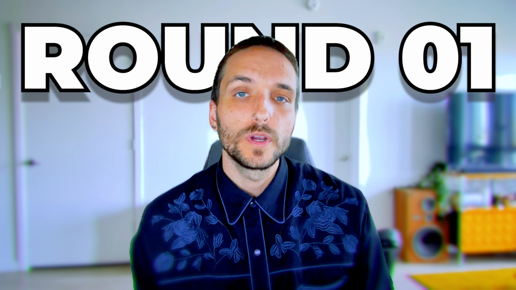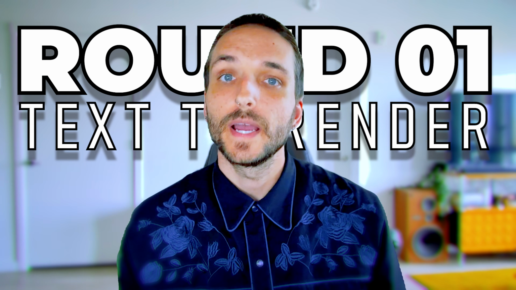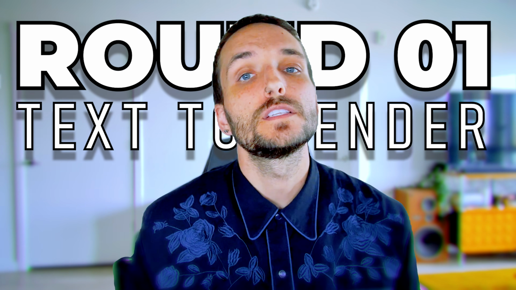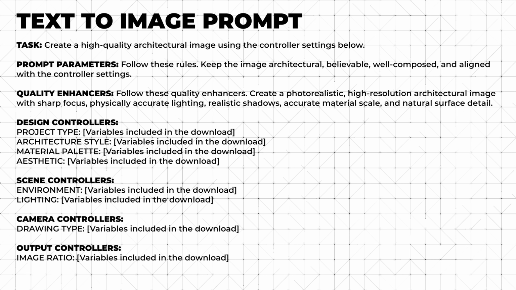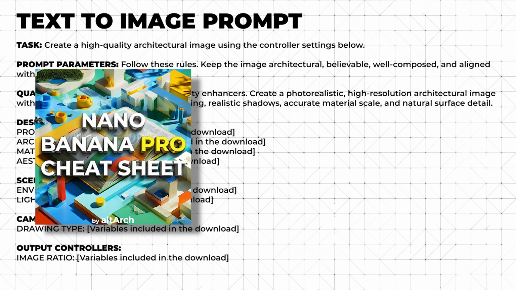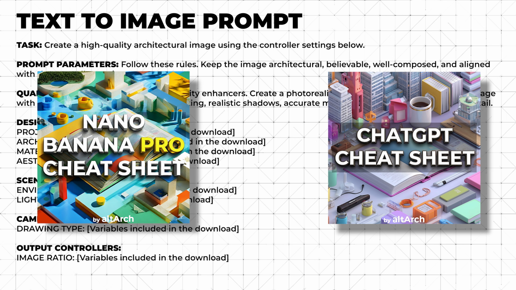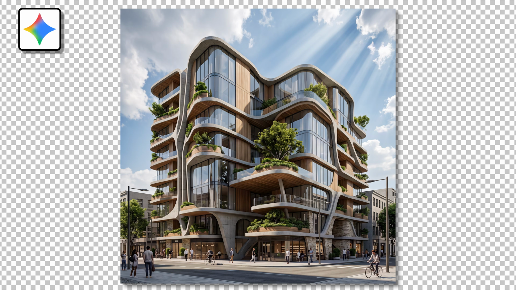In round 1, we'll give both platforms the exact same prompt, and we're gonna see which one generates the better exterior render and which one generates the better interior render. This prompt system gives me consistent professional results without guessing what to type. I just copy it, paste it, and change the variables for the image I want. You can get the Nano Banana and ChatGPT prompt systems linked in the description below if you want to use them for yourself.